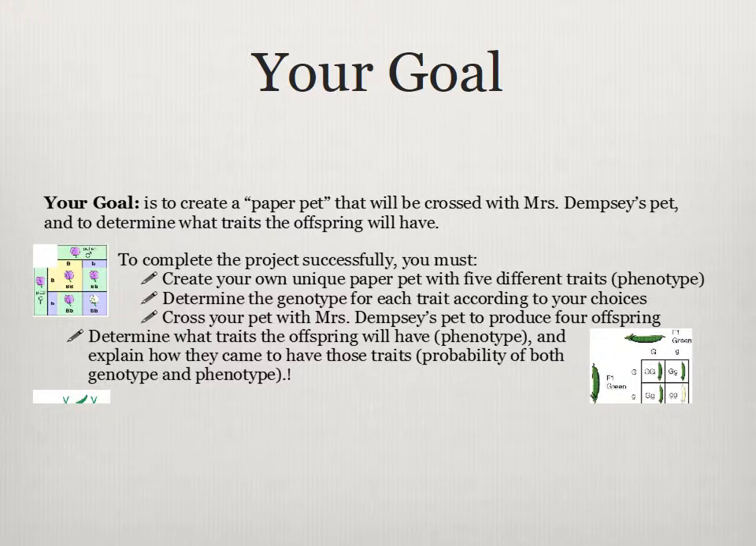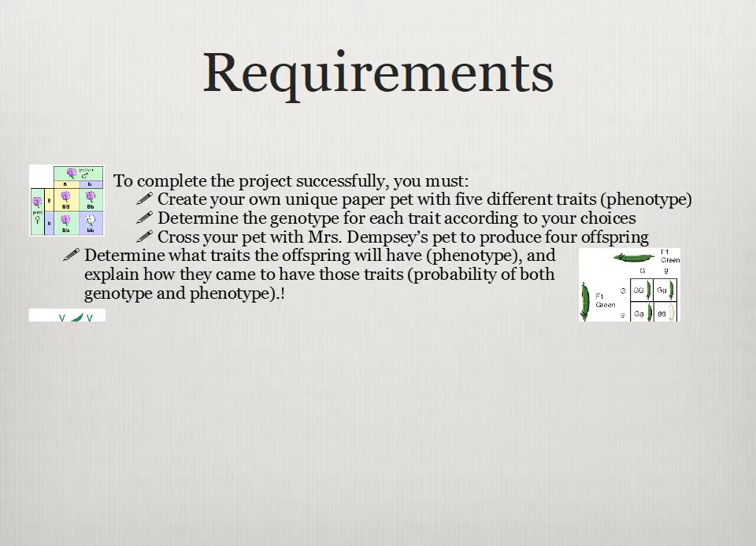So your overall goal is to create a paper pet that will be crossed with my pet and to determine what traits the offspring will have. To complete the project, you must create your own unique paper pet with 5 different traits. And the actual traits that we see are called the phenotype. So we're going to be working with 5 different phenotypes. You're going to determine the genotype for each trait according to your choices.